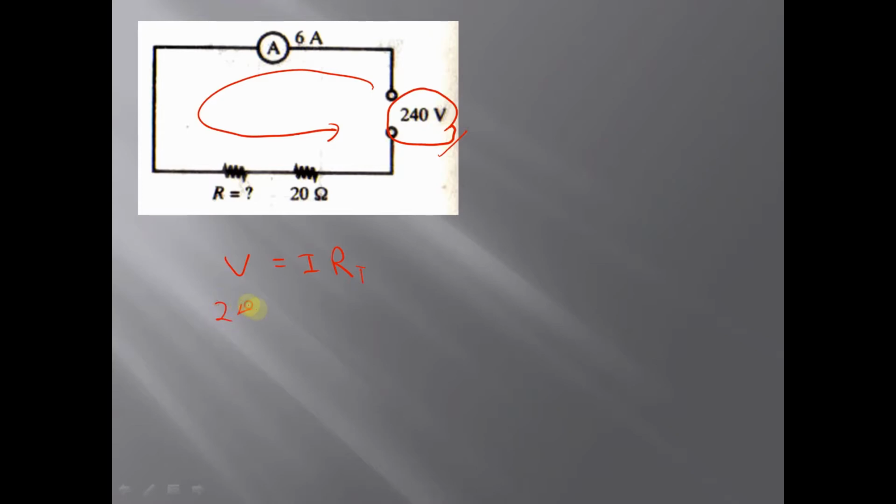So 240 adalah sama dengan 6 ampere times total resistance, di mana total resistance ada dapat 40 ohm. Then you will see that this circuit comes with 2 resistors. So R plus 20 in series is going to be just 40 ohm. So how much is the R? Very simple, right? Just 20 ohm. So that's the answer. That is how the series circuit is going to work. Okay, I hope you can understand it.